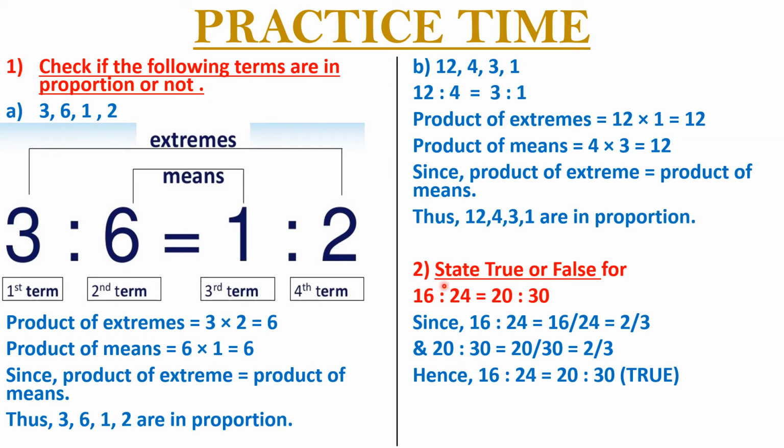Question 2. State true or false for 16:24 equal to 20:30. That means we need to check whether both the ratios are in proportion or not. We have to state it either by saying true or false.